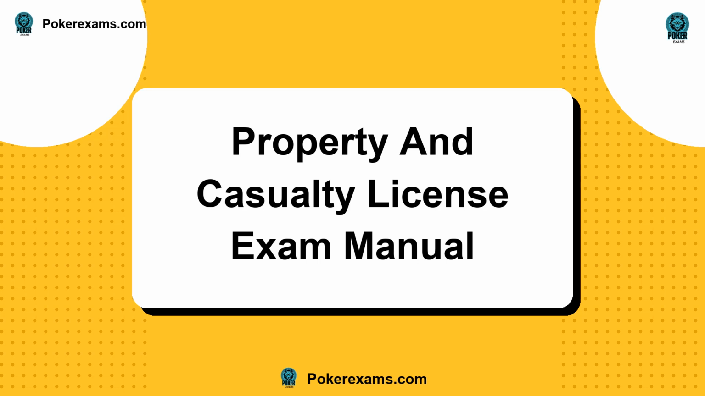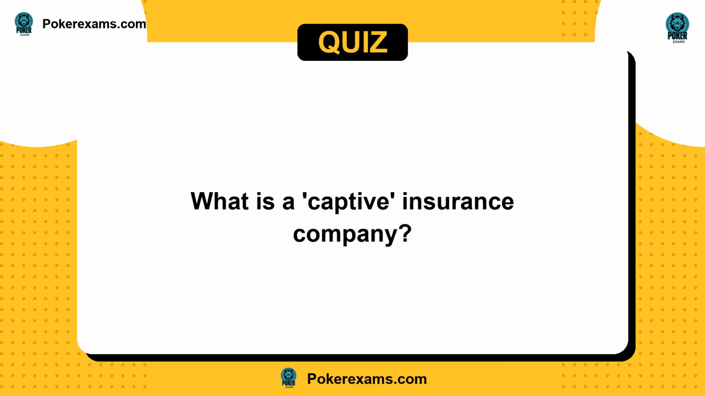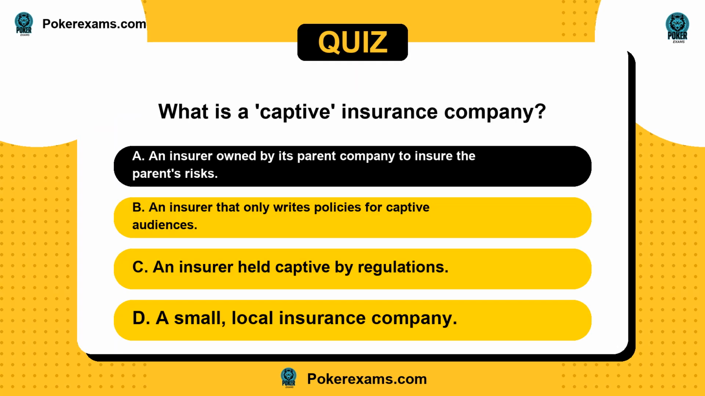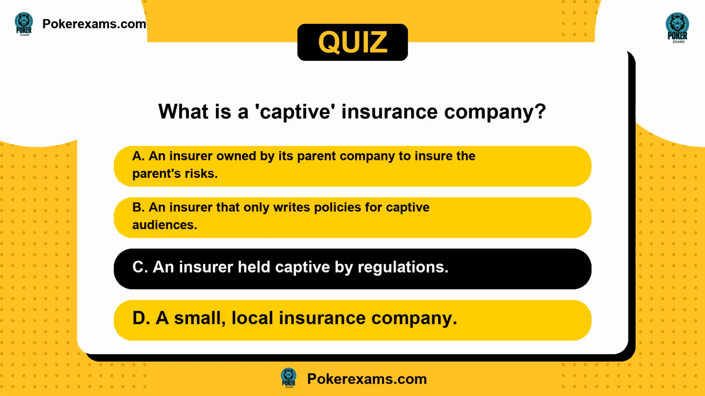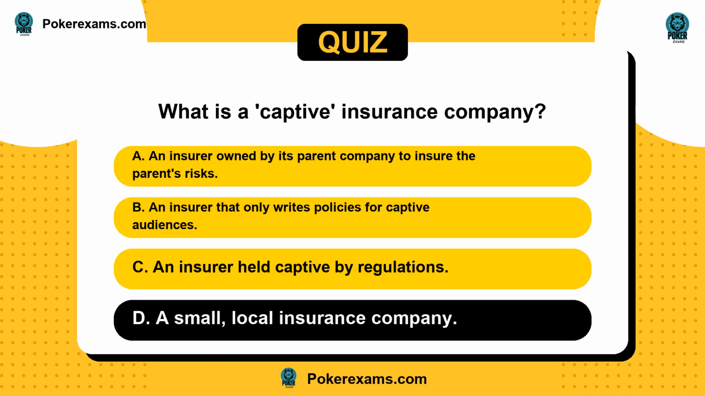Welcome to the quiz. What is a captive insurance company? Is it A, an insurer owned by its parent company to insure the parent's risks? Or B, an insurer that only writes policies for captive audiences? C, an insurer held captive by regulations? Or D, a small, local insurance company?